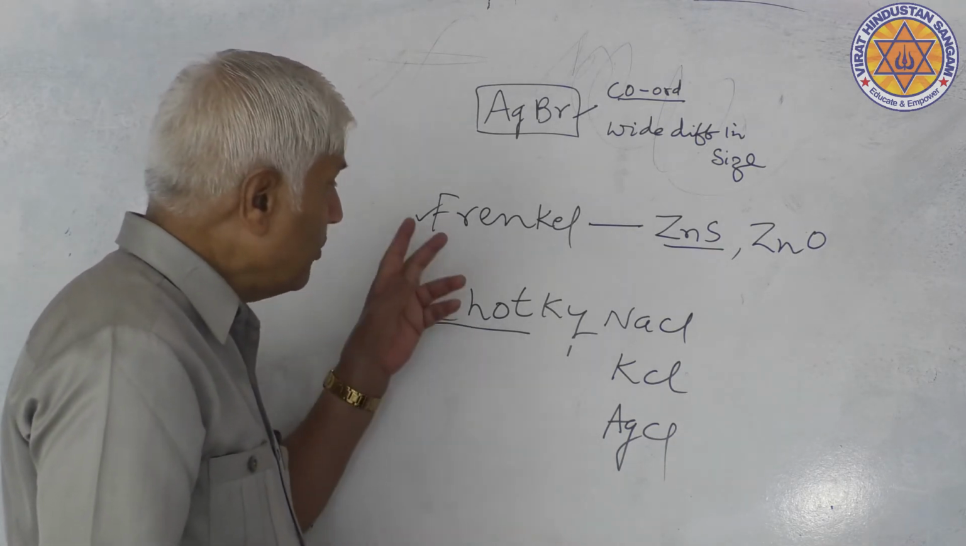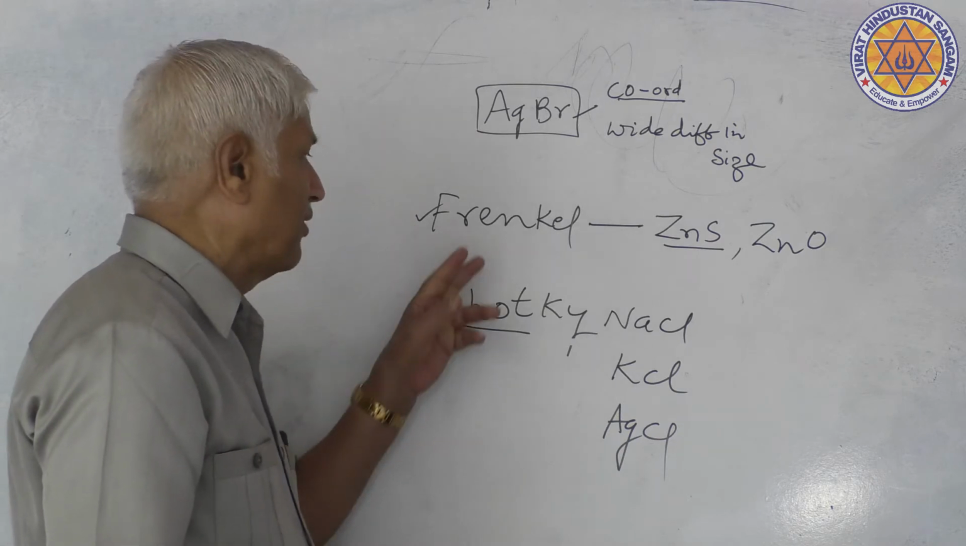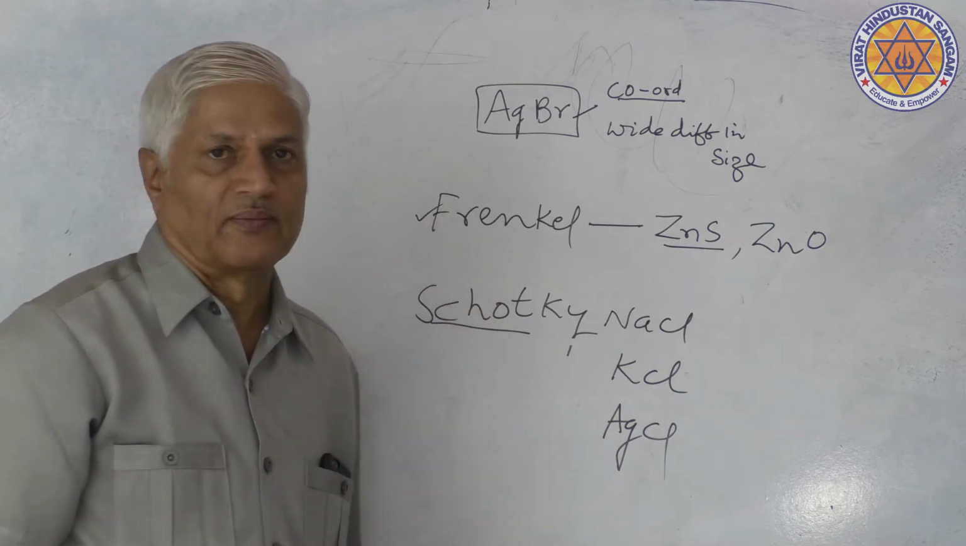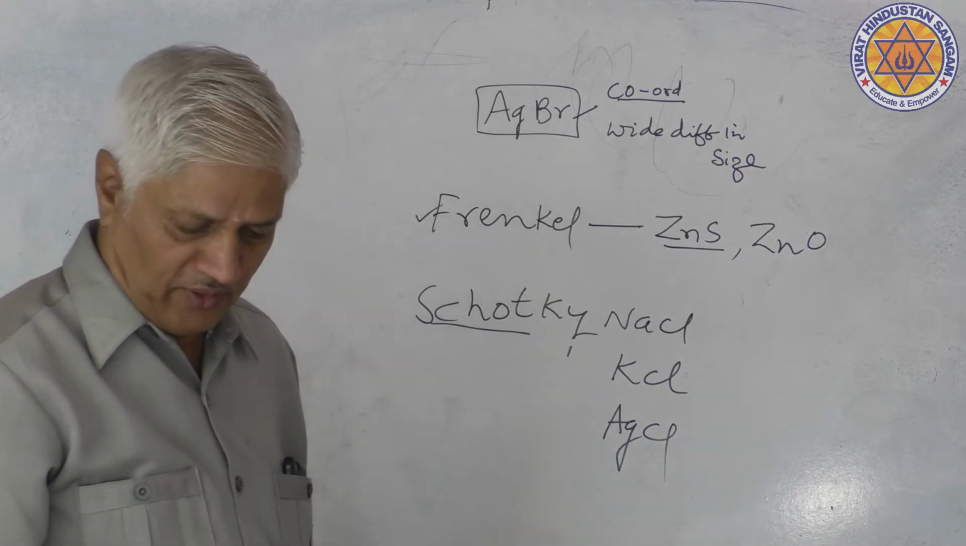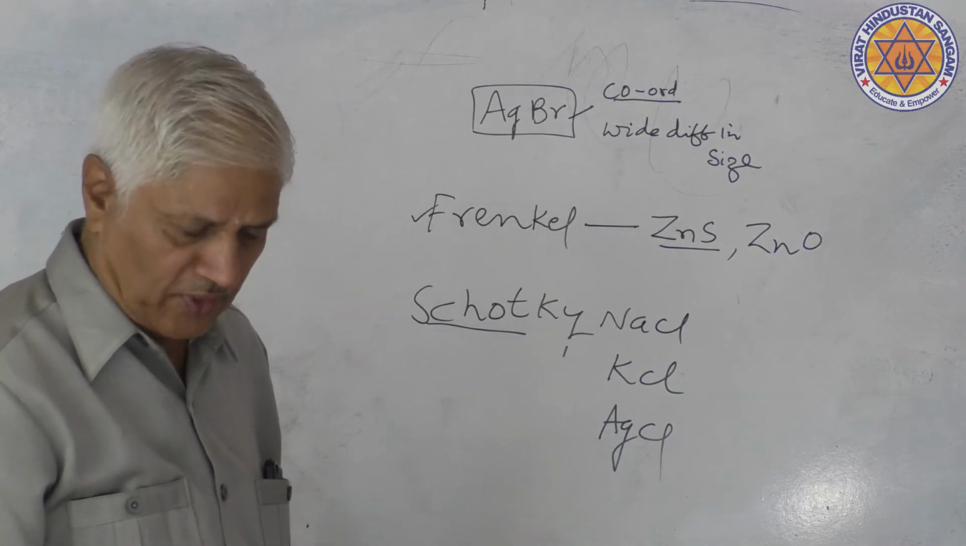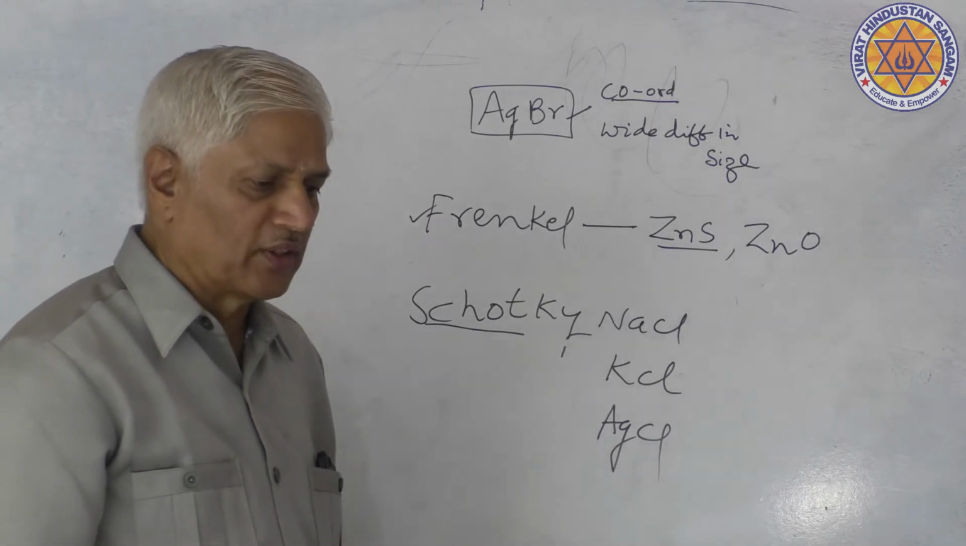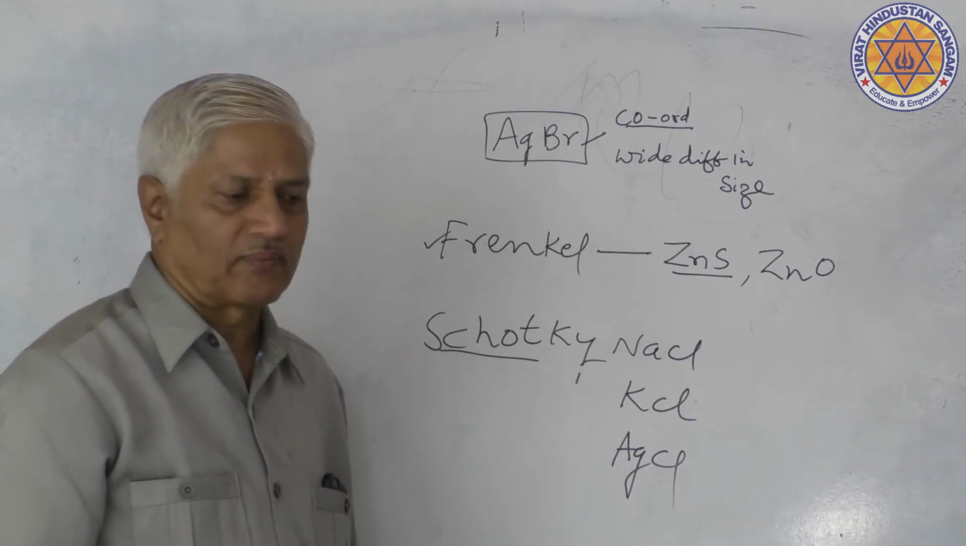Therefore, AgBr shows both Schottky defect and Frenkel defect. I have given you the reason also. So, yes, obviously the correct option is A. Both A and B.